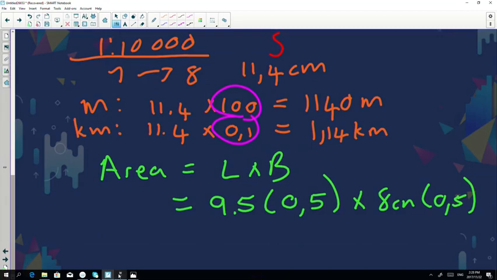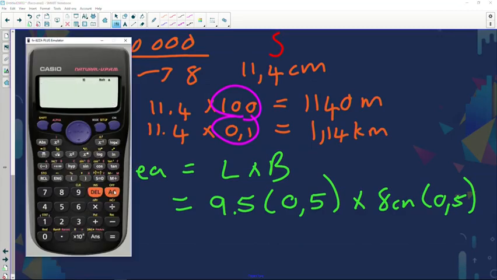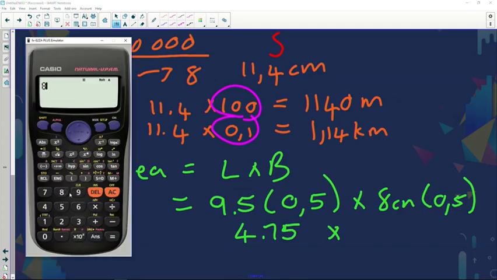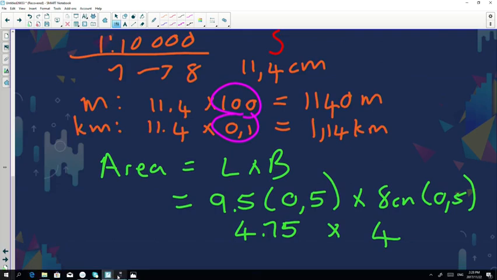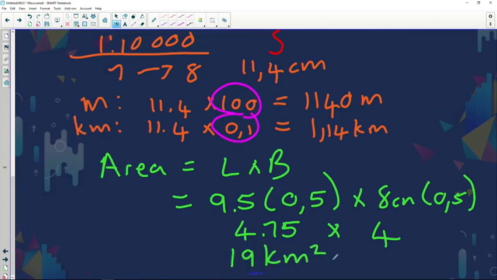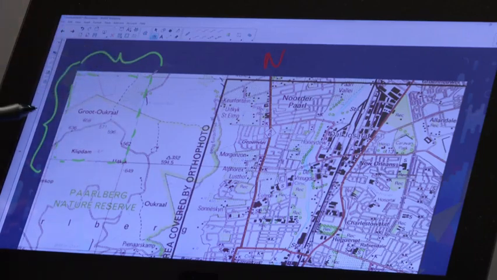And then we go back to our calculator. First of all, you calculate first your length, and then your breadth, and then you're going to calculate both of them with one another. So 9.5 times 0.5 equals 4.75. And then if you quickly look at how wide it is, 8 centimeters times 0.5, that gives me 4. And once you've calculated length and the breadth with the formula of the topographical map, you calculate them with one another. So it's 4.75 times 4, and that gives us 19 square kilometers. So in fact, this whole area where this grid is situated is 19 square kilometers.